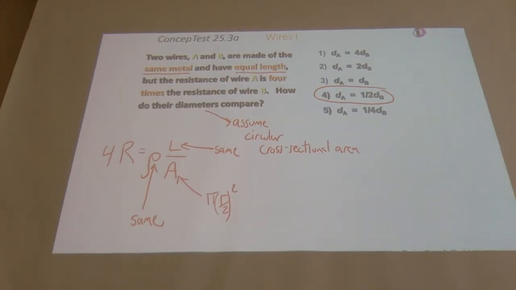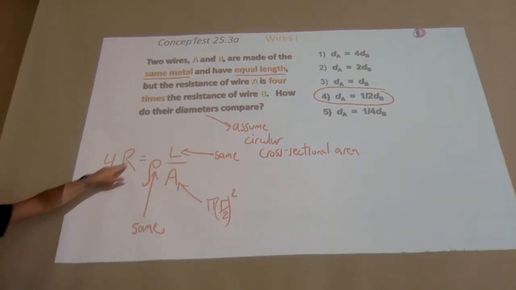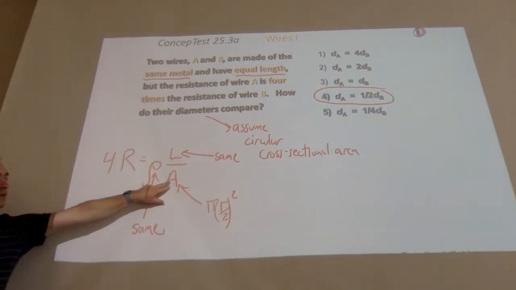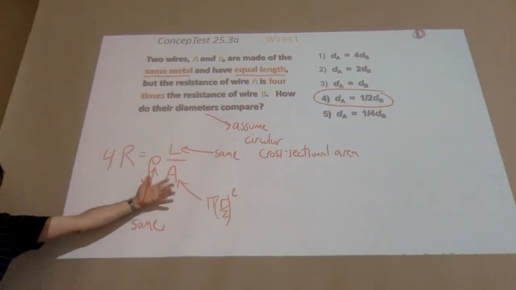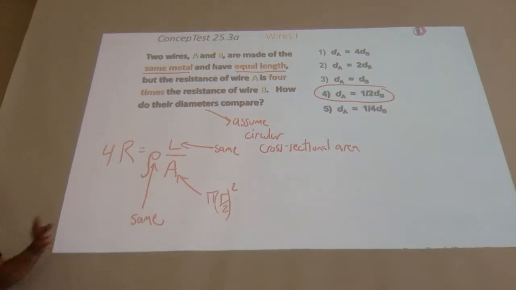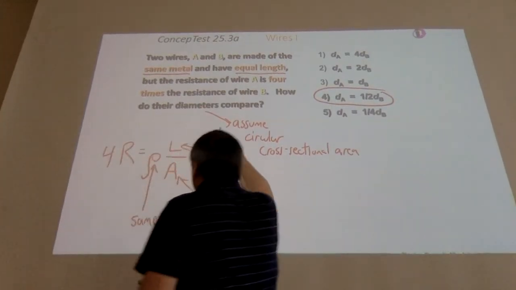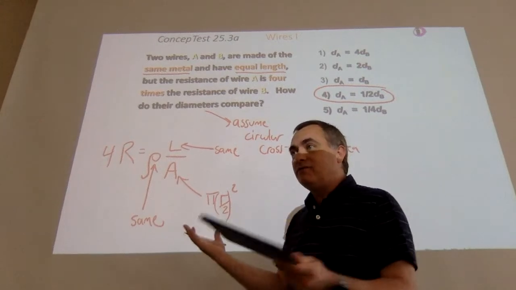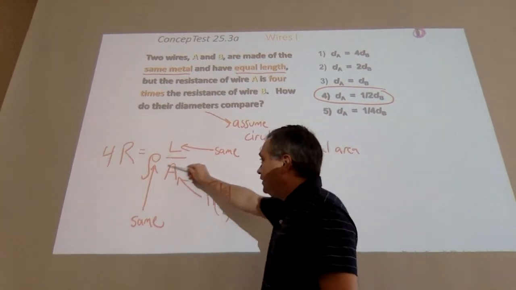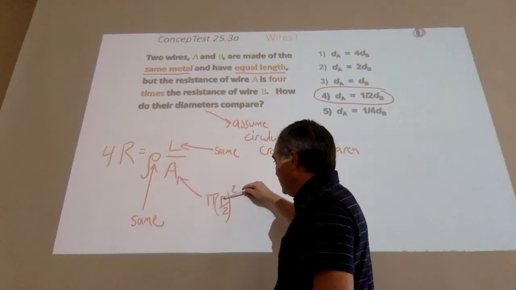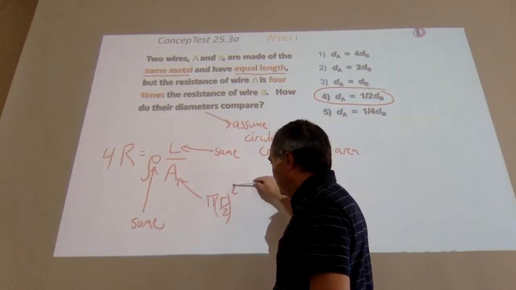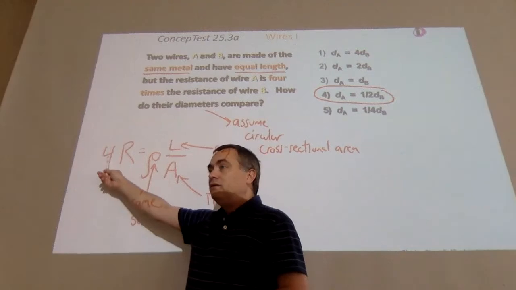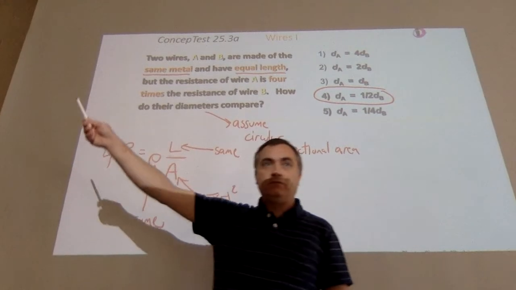So let's see. It says that we have the same metal. That implies the same resistivity. We have the same length, so that's the same. But the resistance of one of them is 4 times the other. The only place that can be coming from is this area getting smaller. So the way I could get that area smaller, and well, the diameter and radius is going to change by the same amount. One's just half of the other, okay? So if this area is pi r squared, by dividing the radius by 2 and then squaring that gets me a 4 up here, okay? Anyone else?